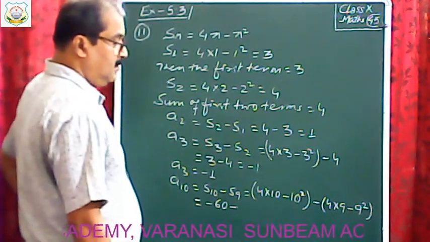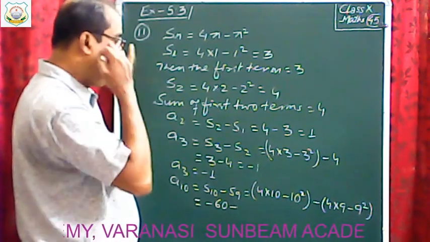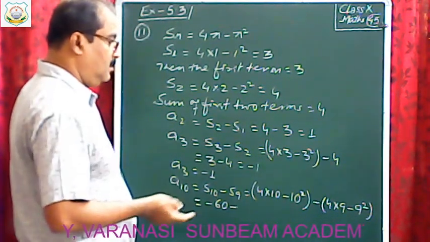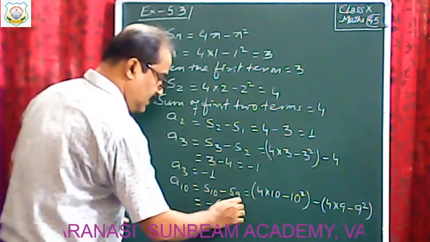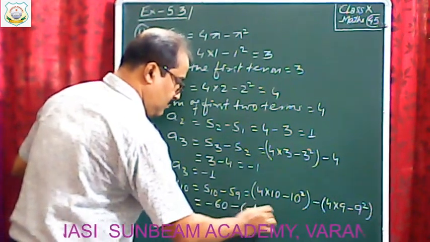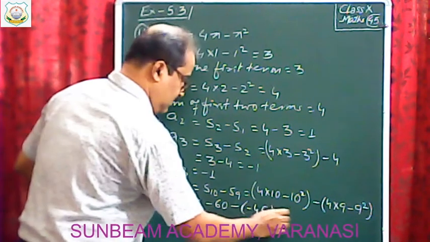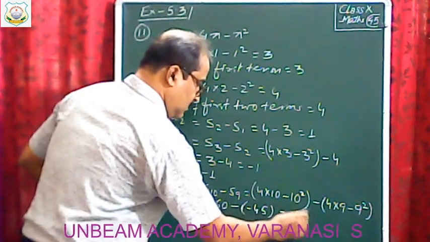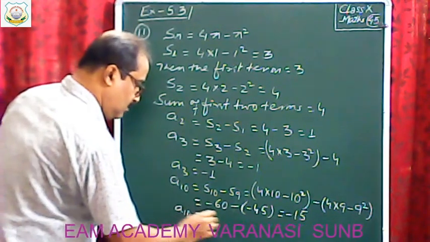36 minus 81, 36 minus 45, minus plus minus 45. So minus 60 plus 45 we get minus 15. So A10 we get minus 15.